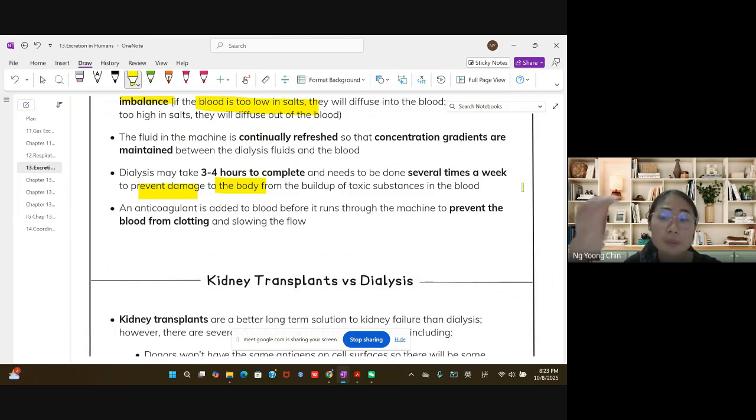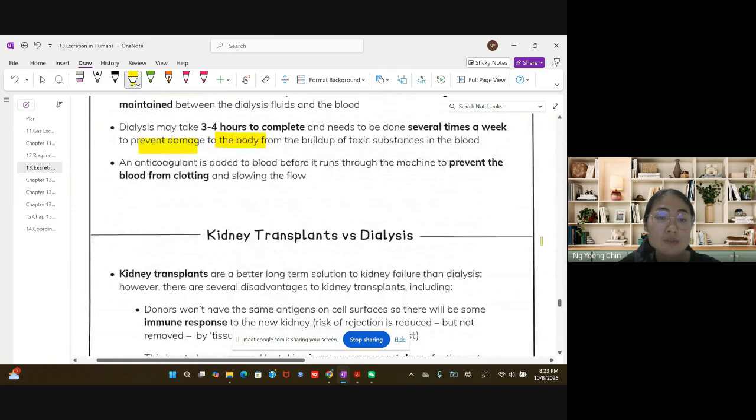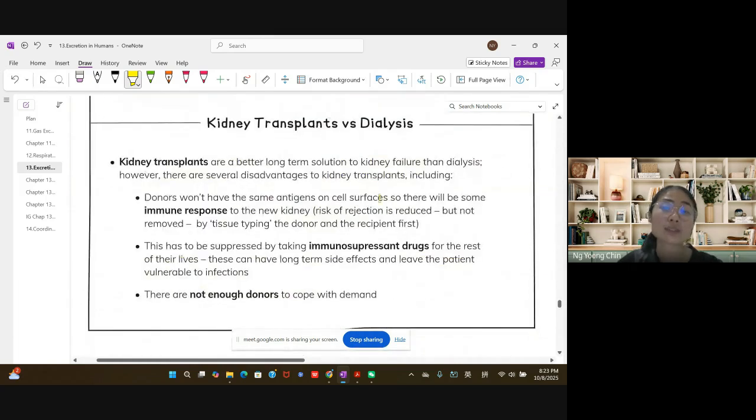So if toxins build up in your body, it will cause a lot of side effects. Okay, so this is kidney dialysis. And how about kidney transplant? For a kidney transplant, you need to ensure the matching of the blood type.